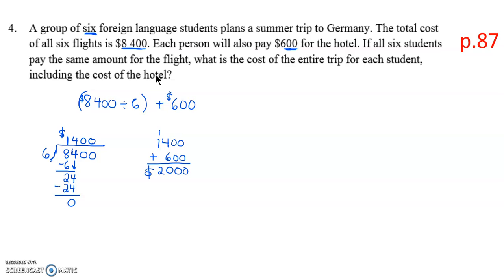So the question says, what is the cost of the entire trip for each student, including the cost of the hotel? We can make a short sentence. The total cost for each is $2,000.